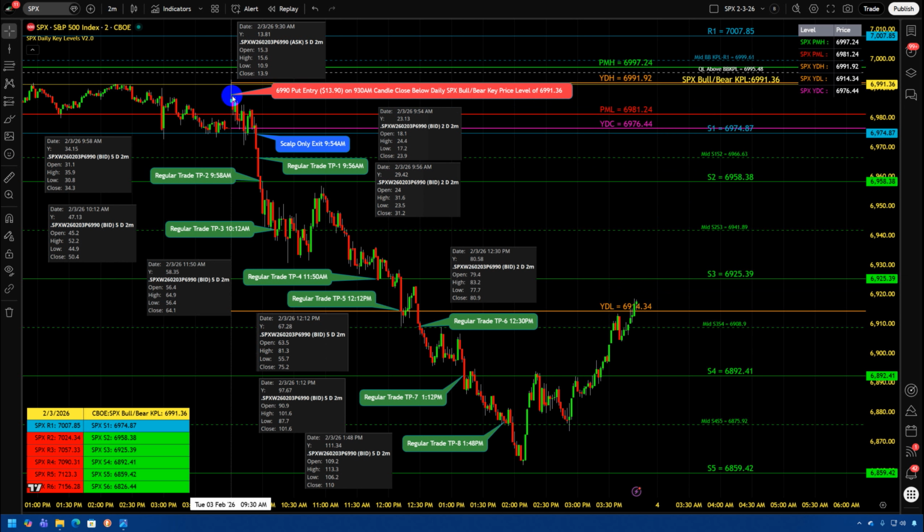Now we'll go through the trade, starting with the put entry, $13.90 from this candle close on the 9:30 a.m. candle. We have our QL above the BBKPL. That is the tight stop loss. Our midpoint above the BBKPL is the standard stop loss.